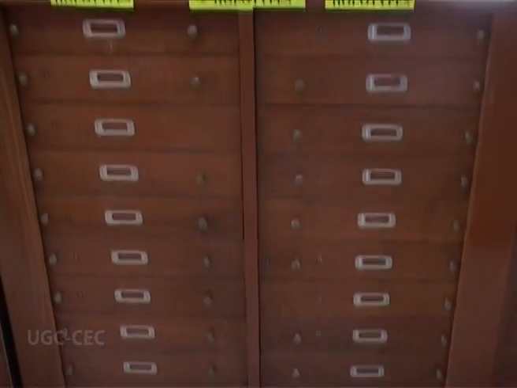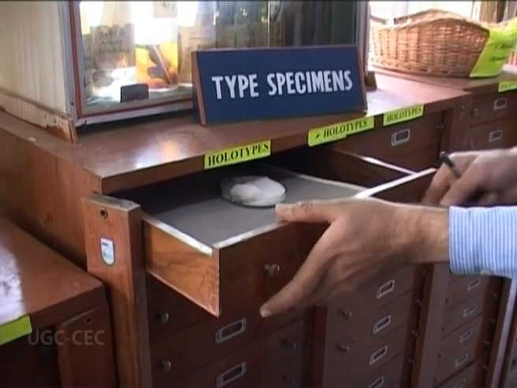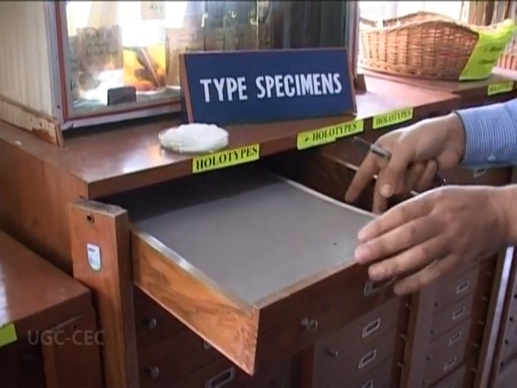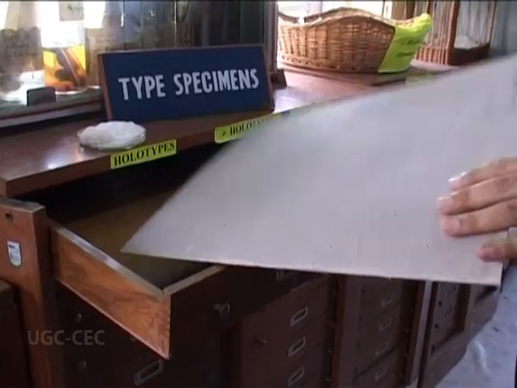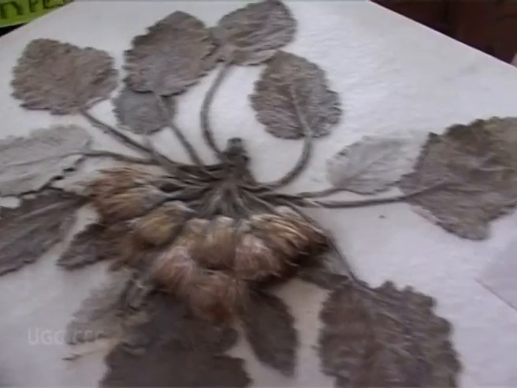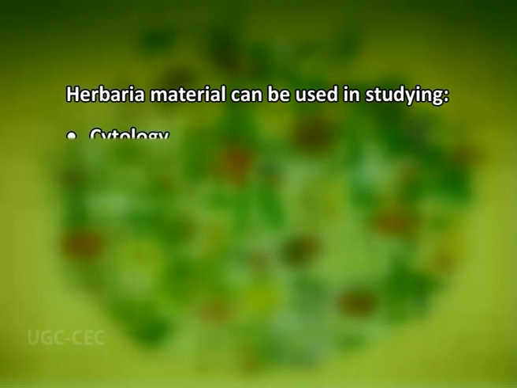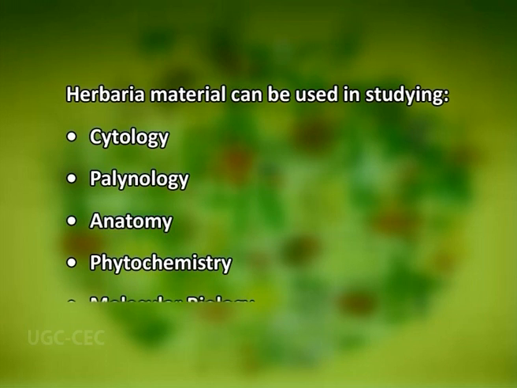The herbaria preserve the type specimens. These type specimens are the original specimens deposited by taxonomists when they describe new species. Therefore, these herbaria serve as basic repositories for storing the original material collected by taxonomists while discovering new species. The herbarium material can be used for many different studies, for example, studies of cytology, palynology, anatomy, phytochemistry, or nowadays molecular biology.